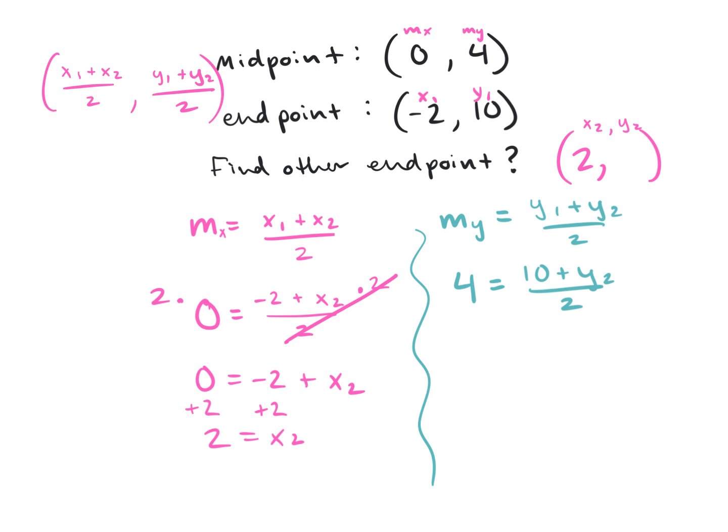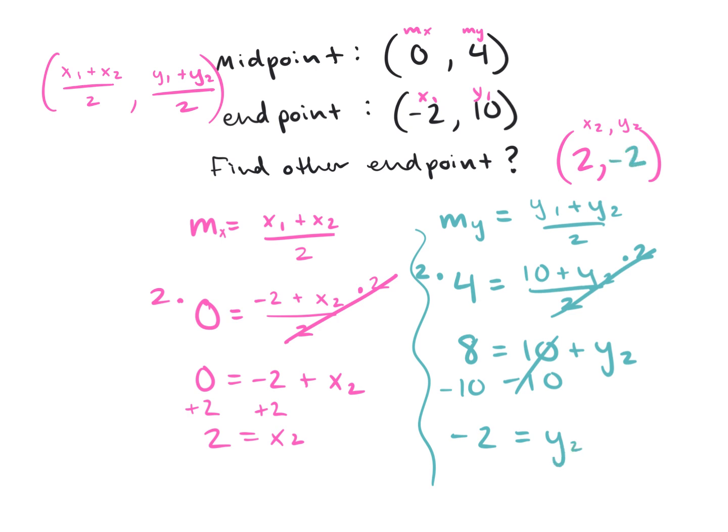What should I do first to solve for y? Multiply both sides by 2. Perfect. Since we're dividing by 2, we want to multiply both sides by 2. So it cancels out with just the denominator. 2 times 4 would be what? 8. So 8 equals 10 plus y2. What would we do next? Subtract 10. So 8 minus 10 is -2. So -2 is our y2. So this would be our other endpoint.